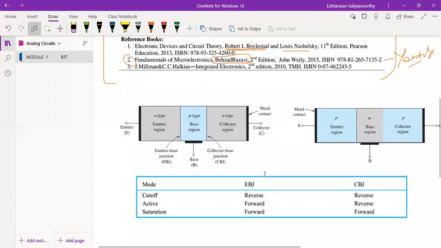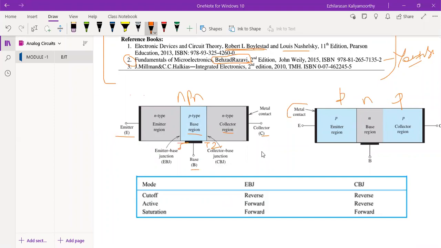Now this is the structure showing the BJT. One is the NPN transistor and the other one is the PNP transistor. Here we have the N type emitter region, the P type base region, and the N type collector region. So this is your NPN transistor, and this will be a PNP transistor. Here we have the metal contacts: emitter, base, collector. This junction I can call junction J1, then this junction J2. Totally two junctions are available.